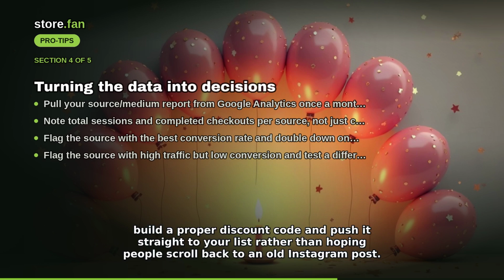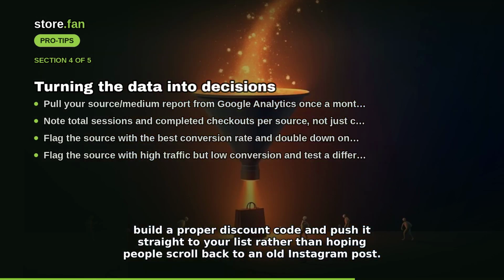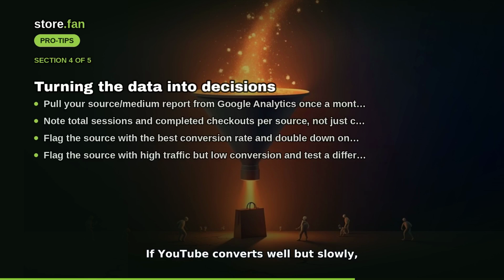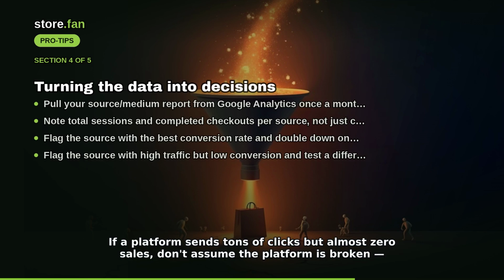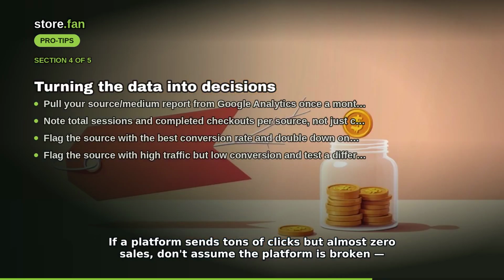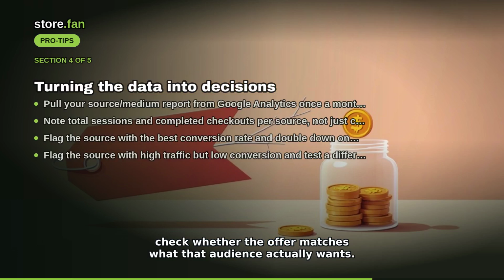Build a proper discount code and push it straight to your list rather than hoping people scroll back to an old Instagram post. If YouTube converts well but slowly, that's a case for evergreen product links pinned in every video description rather than a single launch week push. If a platform sends tons of clicks but almost zero sales, don't assume the platform is broken. Check whether the offer matches what that audience actually wants.